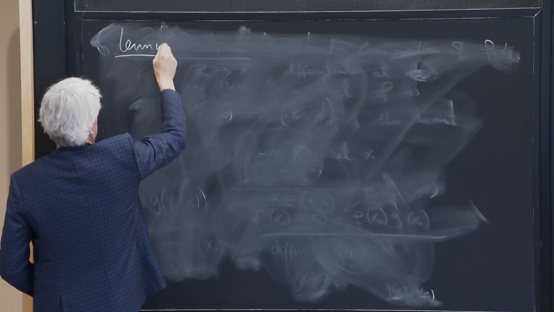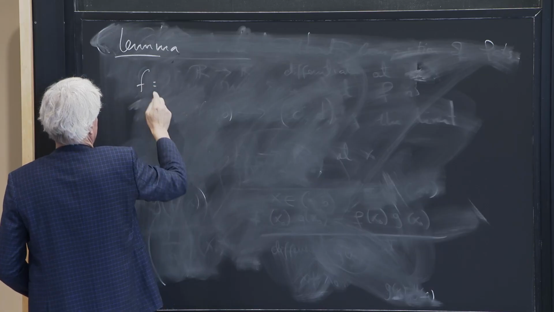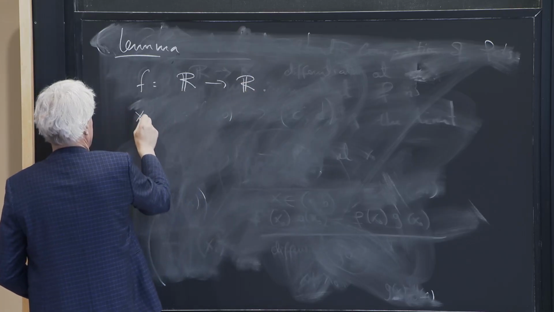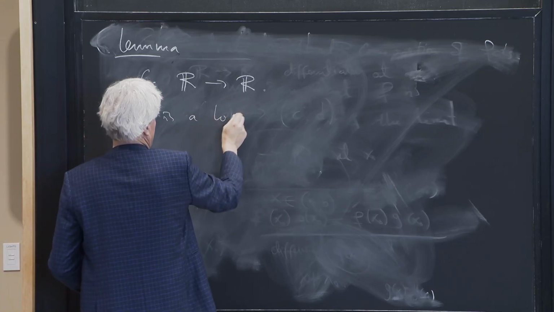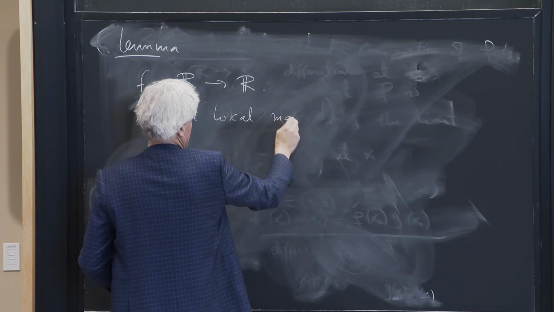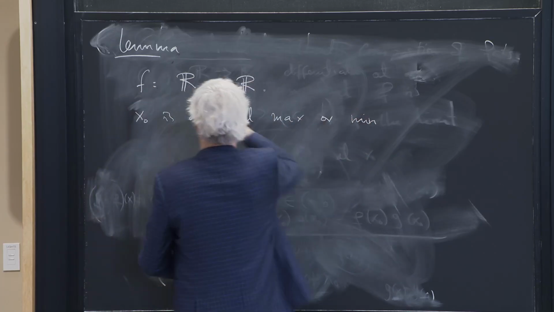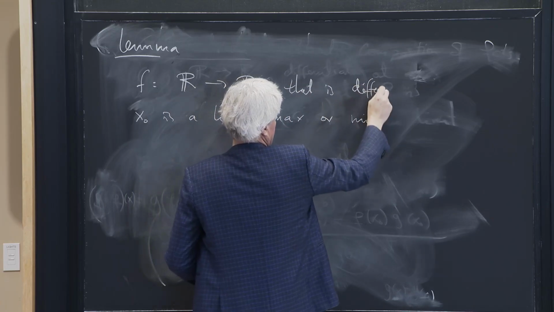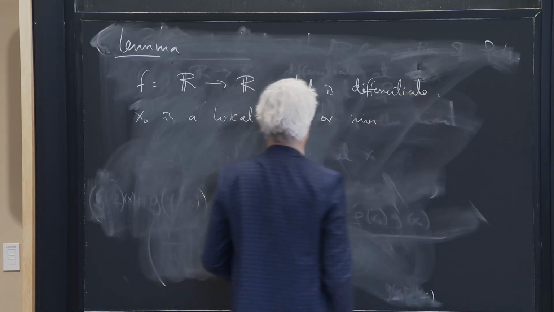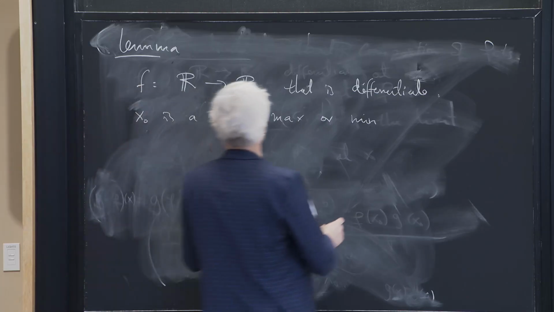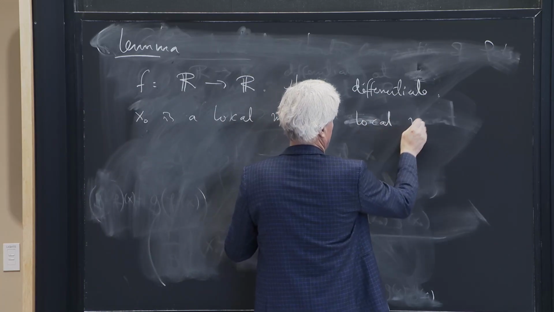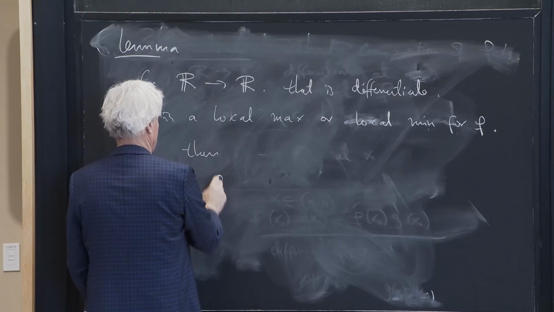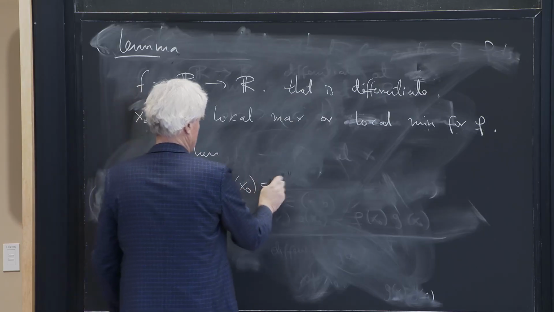So the following lemma here. If you have a function, say from R to R, and you have that x0 is a local max or min. So f is a function from R to R that is differentiable, and x0 is a local max or local min for f. Then the derivative at x0 is equal to 0.